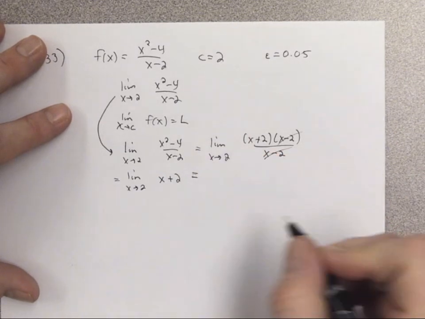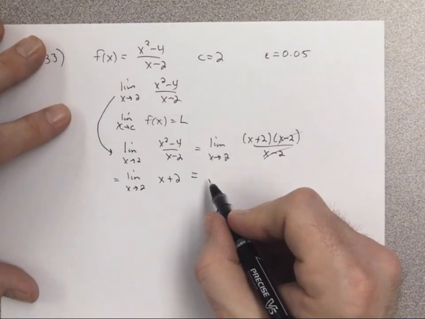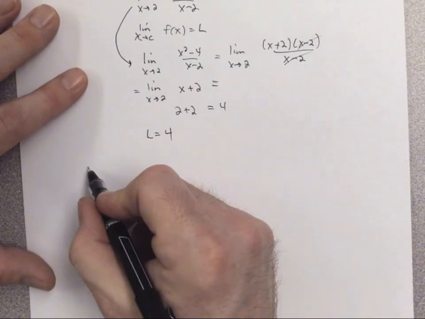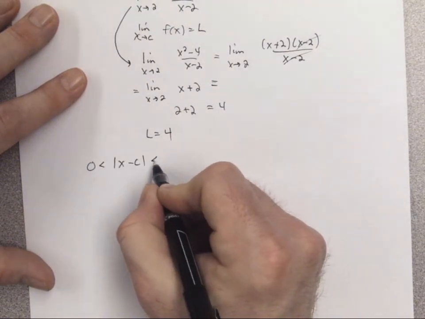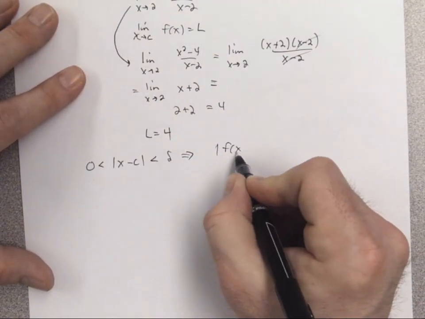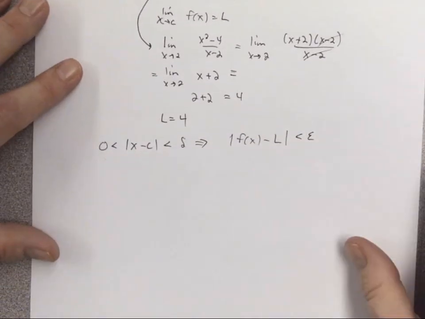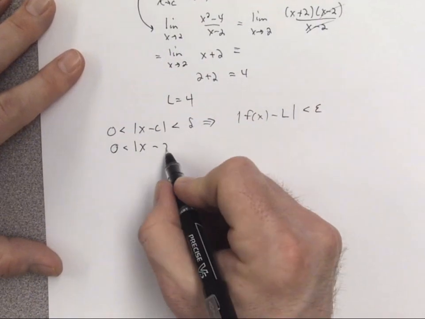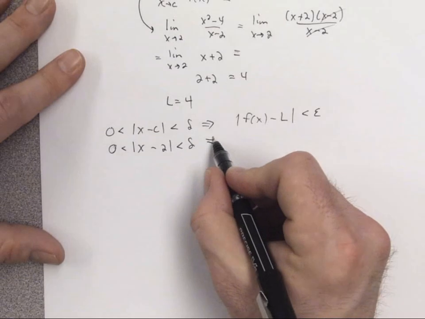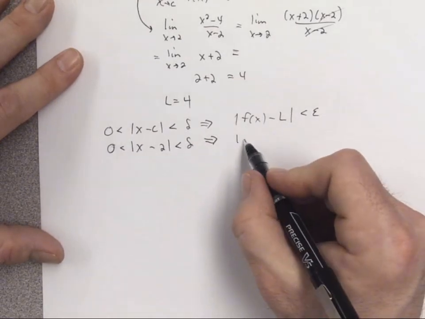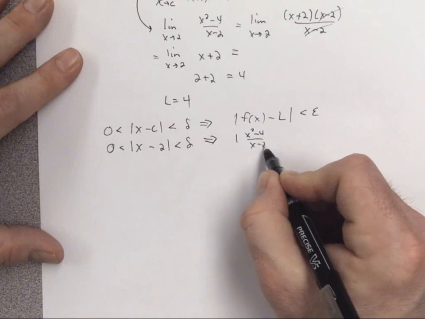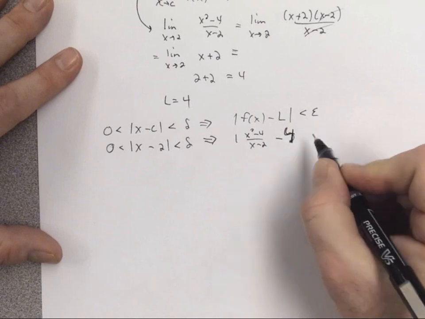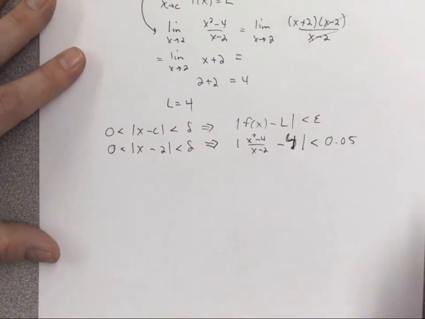Okay, so now I can plug in 2, right? So when you plug in 2, what do you get? Yeah, this is 2 plus 2, so this is equal to 4. So my limit's equal to 4. So now we can finish this off. So 0 is less than the absolute value of x minus c, which is less than delta, implies that the absolute value of f of x minus L is less than epsilon. And then plug in all those values in. So 0 is less than the absolute value of x minus c, which is 2, less than delta, which I don't know, that's what we're trying to find. And then I'm going to have the absolute value of f of x, which is x squared minus 4 all over x minus 2, minus L, which is not 2 but 4, right? Is less than that epsilon, which is 0.05.